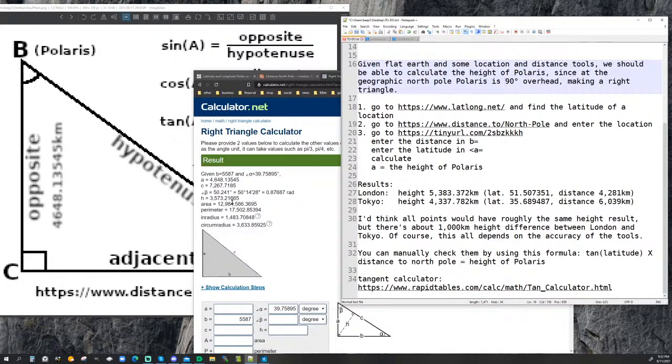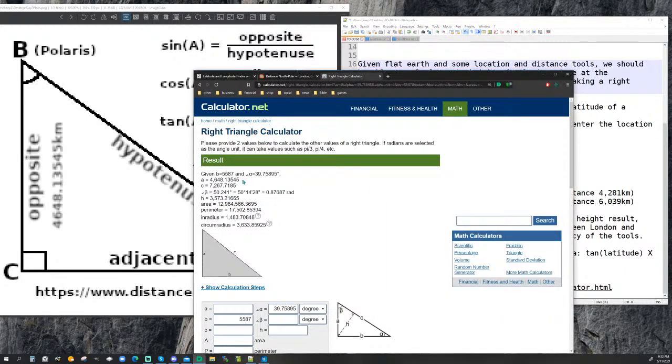and it gives you the results, and A up here is the angle to Polaris. Or I'm sorry, the distance to Polaris. It's the length of opposite. So you can see here I got 4648 dot whatever in there. That A is the A here, and that's the height, and that's what we're looking for.